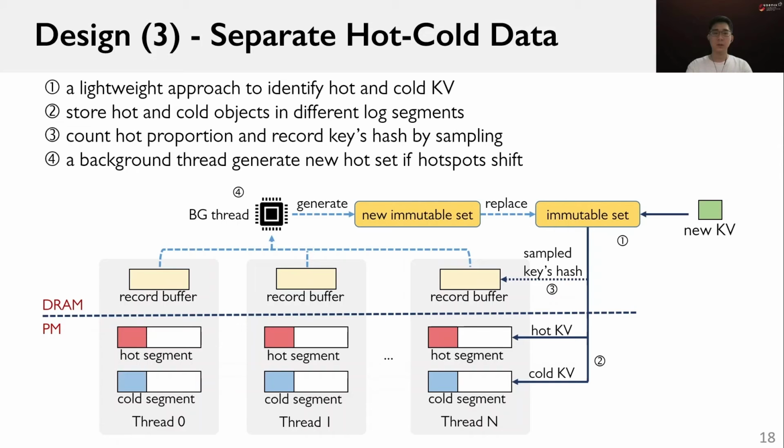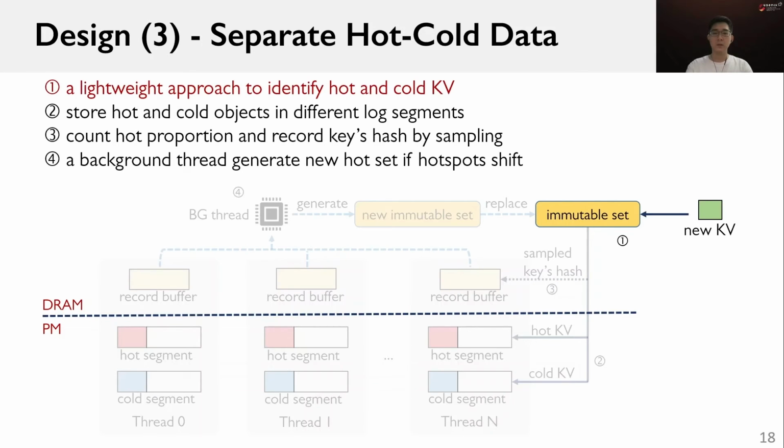To reduce the amount of data copying, the third design is separating hot and cold data. It's well known that separating hot and cold data can reduce the overhead of garbage collection for log-structured storage systems. However, for an in-memory system, the approach to identify hot and cold data should be lightweight enough.